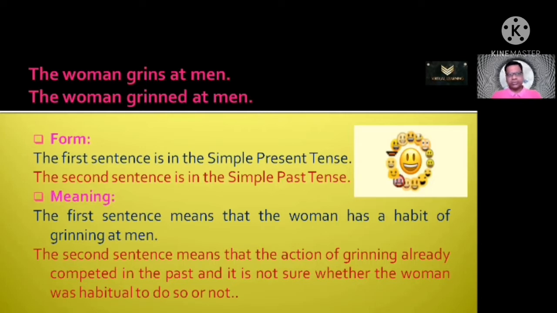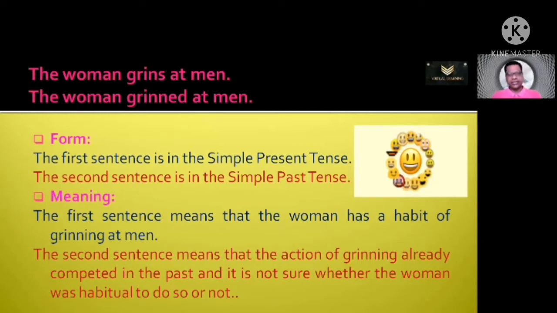the woman is the noun phrase functioning as subject, and you have GRIN, which is the base form, and here we have used the S form of the verb GRIN. Since your subject, that is the woman, is in the third person singular number, and since the sentence is in present tense, we need the S form of the verb. So the sentence goes like this: the woman grins at men, and this sentence is in the simple present tense.